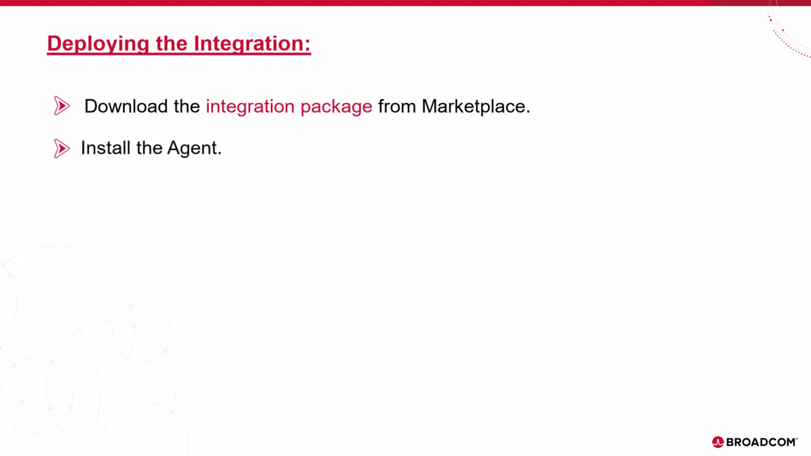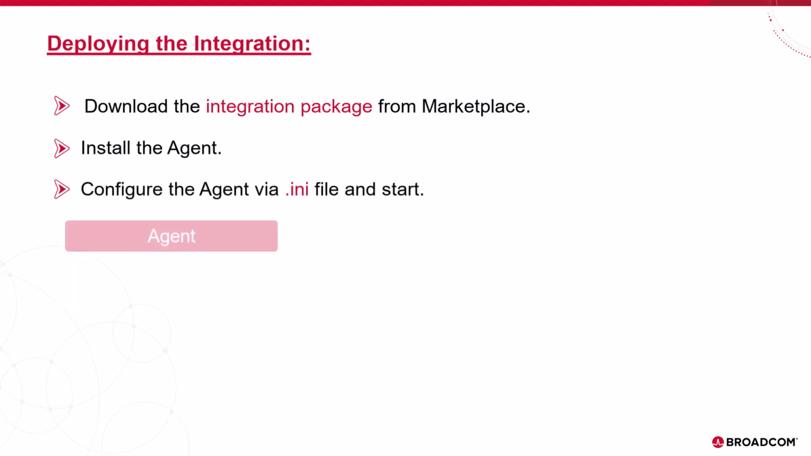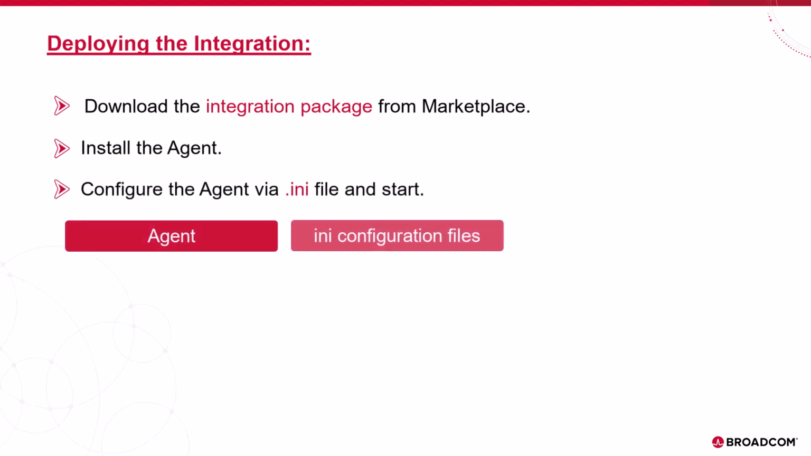The procedure to deploy the SAP Integration Suite is as follows. First, we download the integration package from the marketplace. This package contains all the necessary elements. We unzip this package, which produces a directory containing the agent, the INI configuration files, and several other items, like the start command. We use the appropriate INI file for our specific platform.